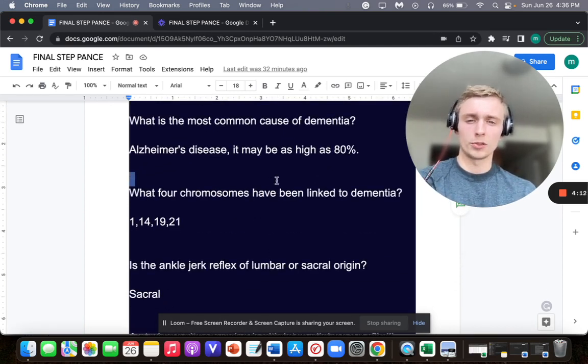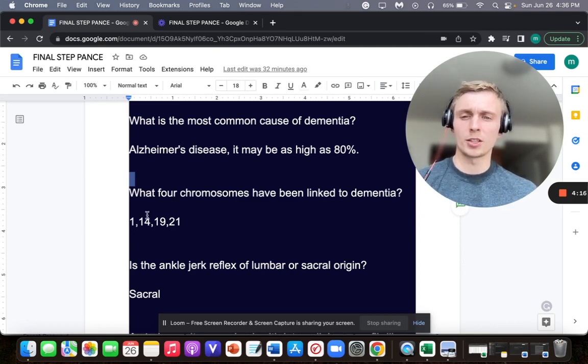What 4 chromosomes have been linked to dementia? Chromosomes 1, 14, 19, and 21. I've never seen that question asked, but 1, 14, 19, and 21 are the 4 chromosomes involved in dementia.